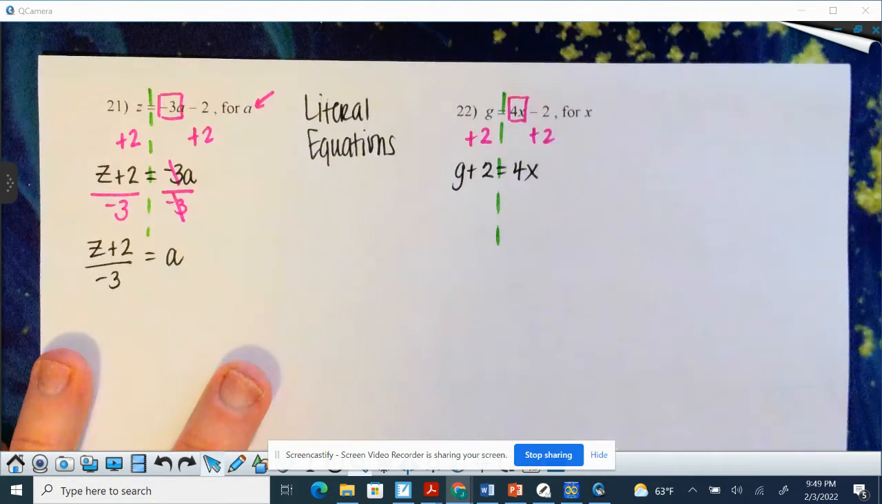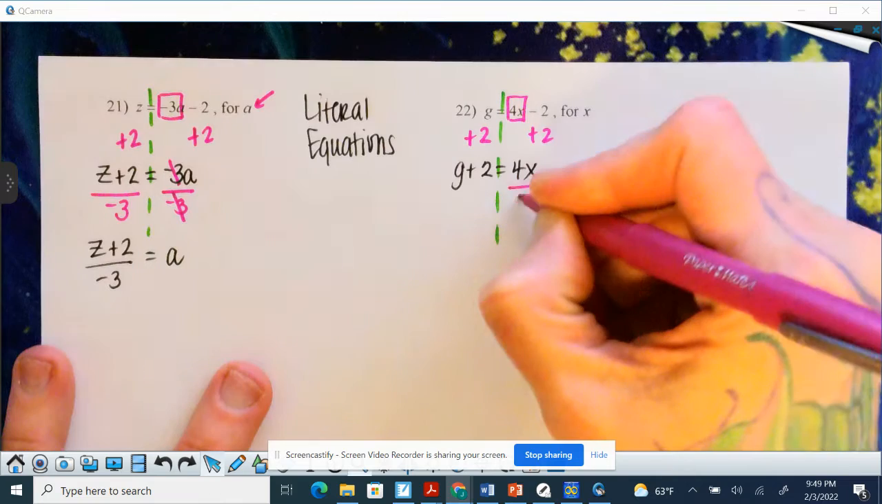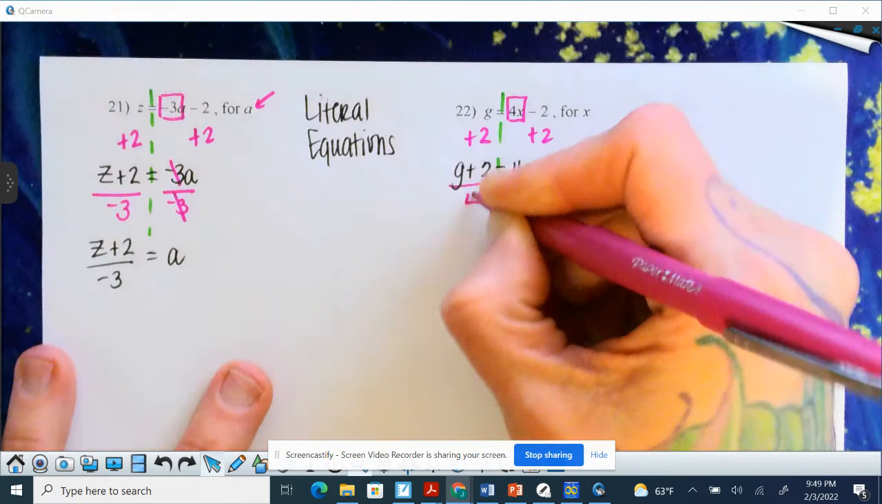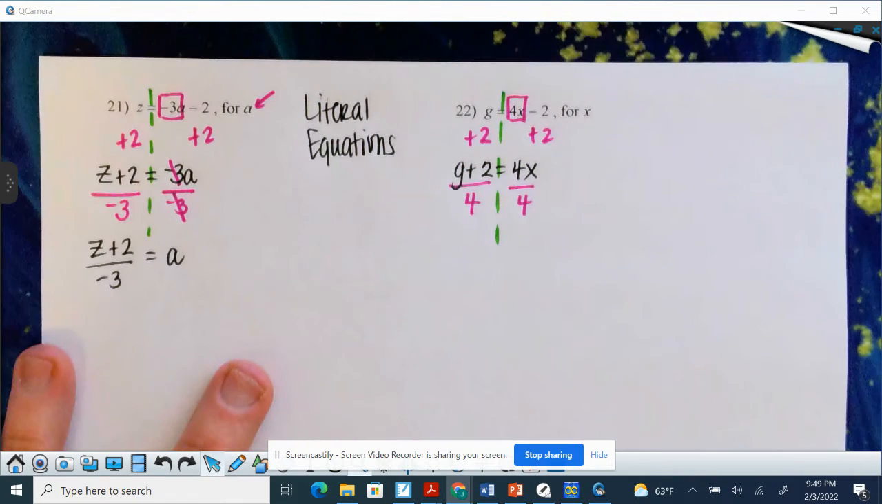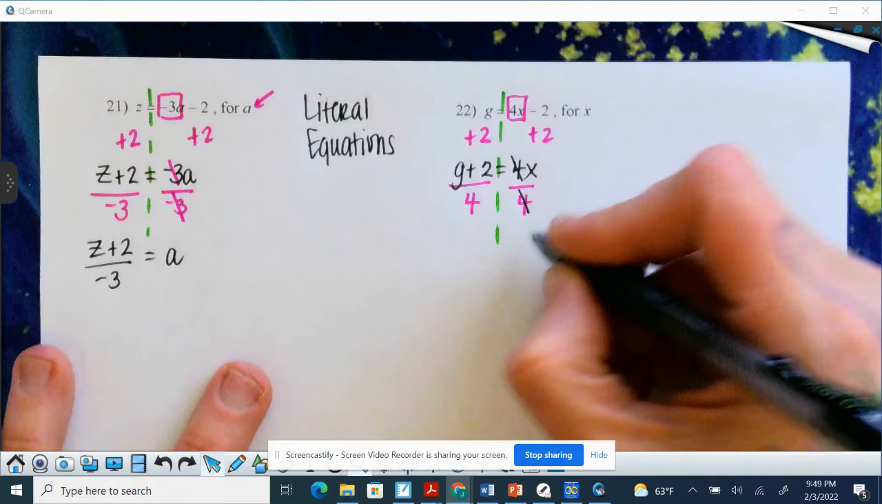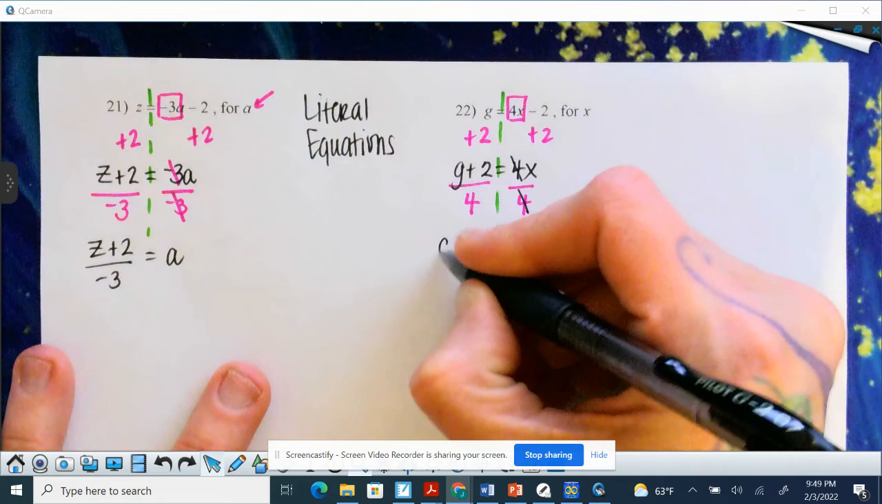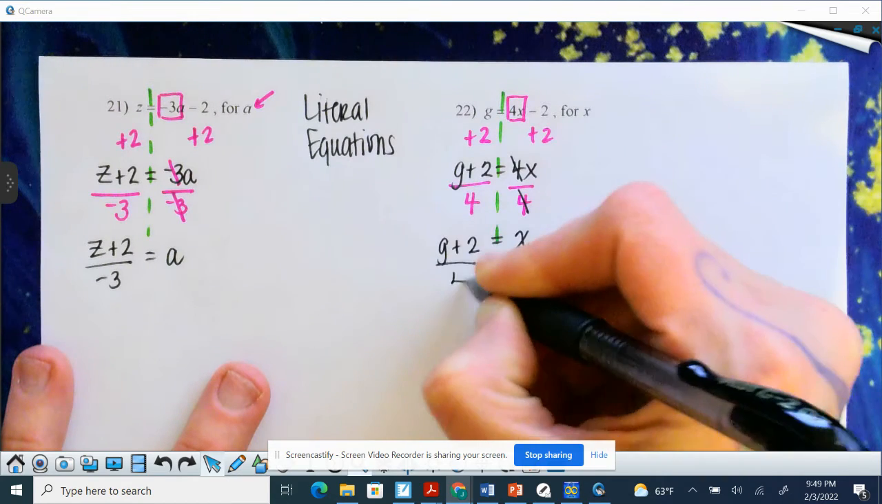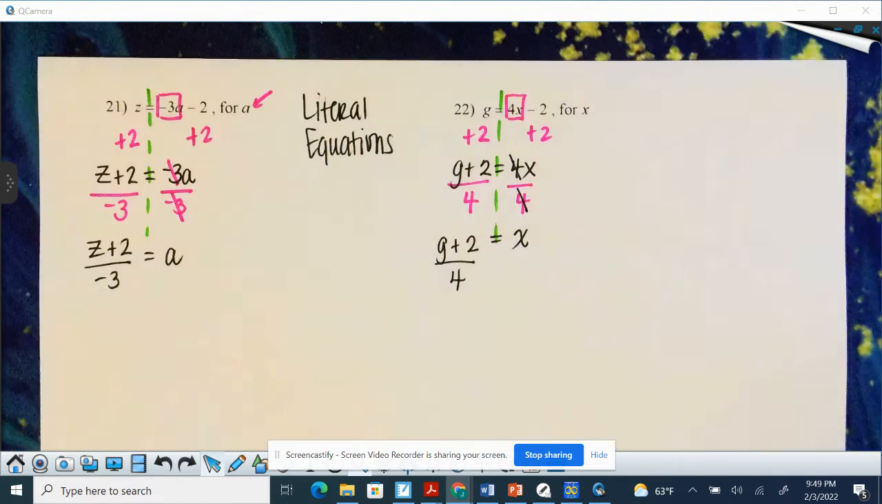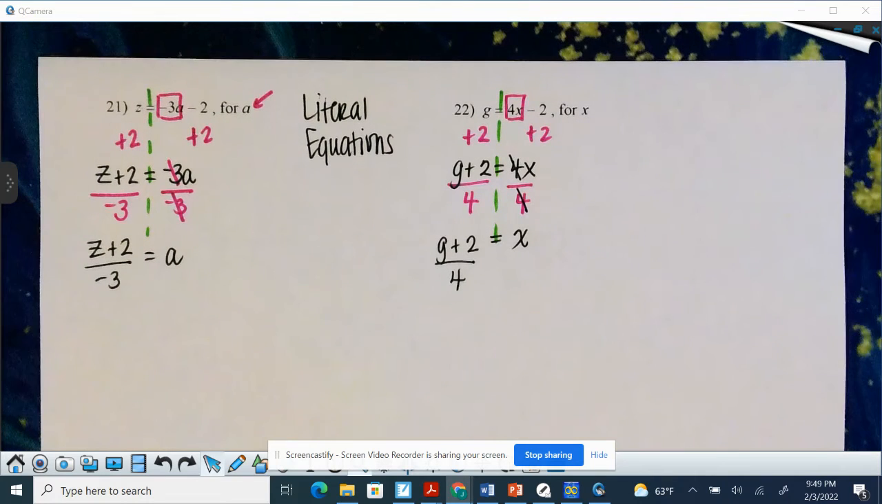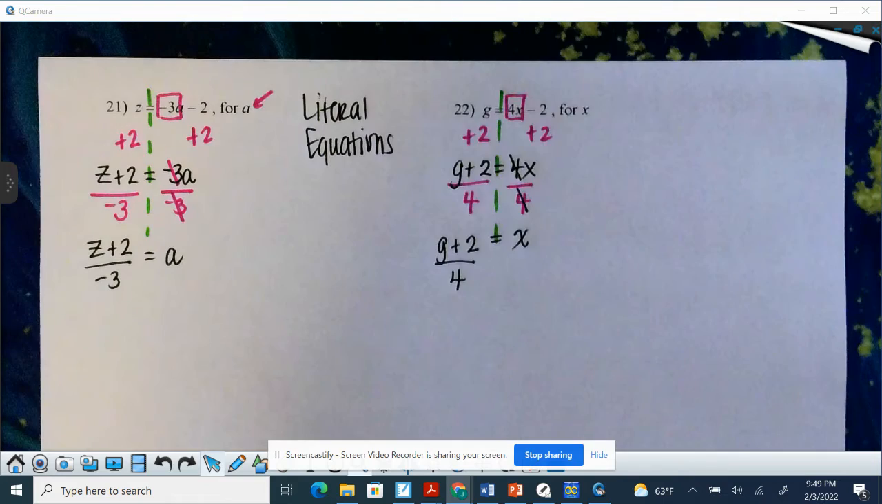Is x by itself yet? Nope. It's attached to 4 by multiplication. So we're going to divide by 4. And then these guys go away. We're not going to overthink it. X equals, don't rearrange it, G plus 2 over 4. Now, I will say for this guy, you do want to make sure. Sometimes they can be reduced. Except that the problem, because you're going to want to turn this into 1/2.